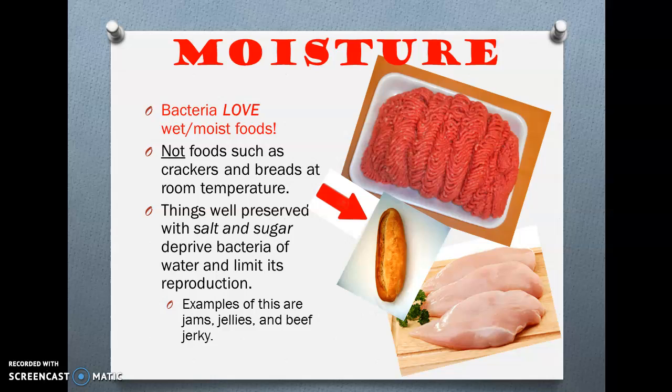Things that we preserve very well with salt and sugar also keep bacteria away. So bacteria does not grow or reproduce on things such as jams and your grape jellies and your beef jerkies, things that we preserve, meaning that we use a ton of salt on it to dry it out and pull the moisture out, dehydrate it, or we use a ton of sugar in it to pull the moisture out and preserve it, are things that bacteria do not grow on.